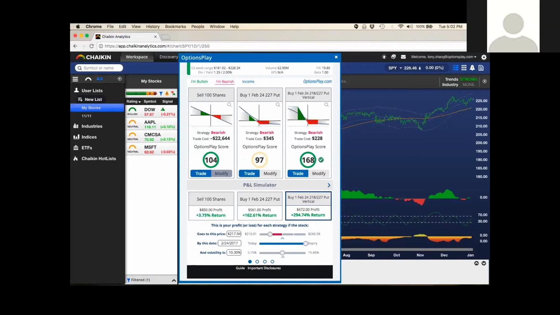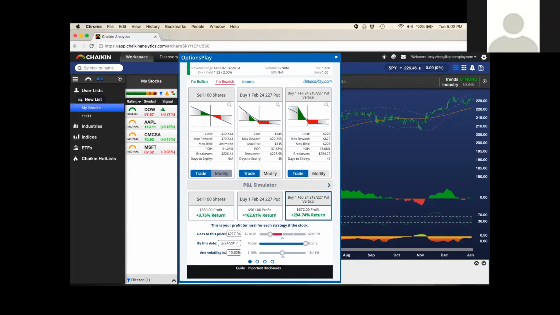Now, most trading platforms will provide you a breakdown that looks something like this, that will tell you what the cost of the trade is, the max reward, max risk, probability of profit for some of the more advanced trading platforms, break-even numbers, and days to expiration. Now, these are all numbers that are very important when trying to decide which strategy is suited for you.